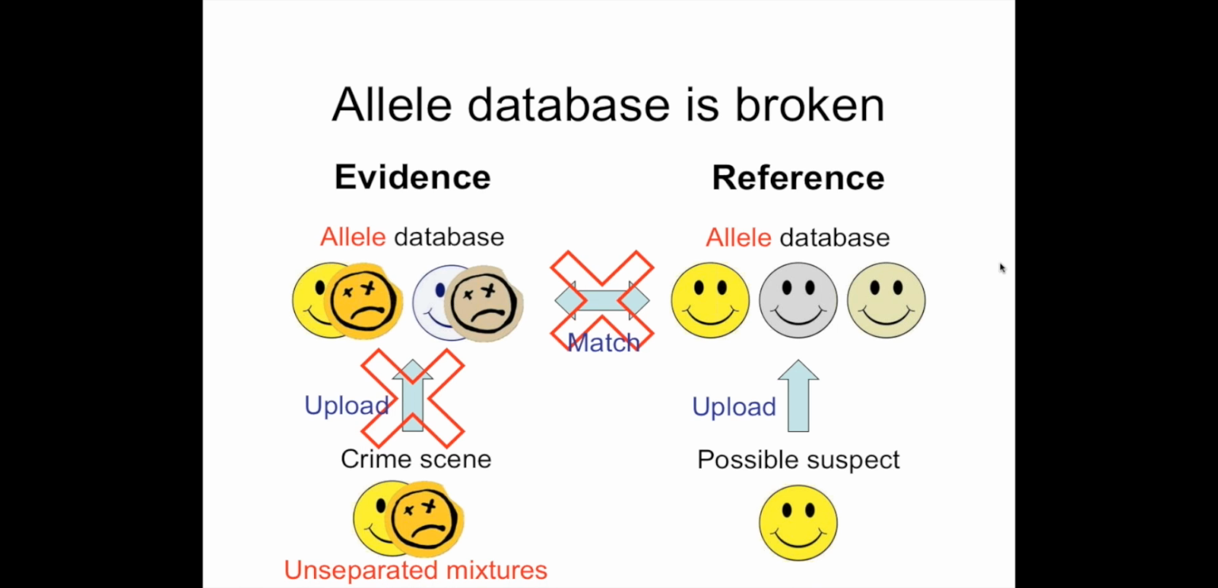And as a result, in order to control the false positive matches, as we see on the bottom left, the uploads of unseparated mixtures from just lists of alleles had to be stopped or at least filtered at some level, to the point where today, with an American database that has over 10 million reference profiles, perhaps 10% of mixture evidence makes it up to an unseparated allele database, and 90% of the evidence that's mixtures doesn't get there at all and can't be used to find possible suspects.